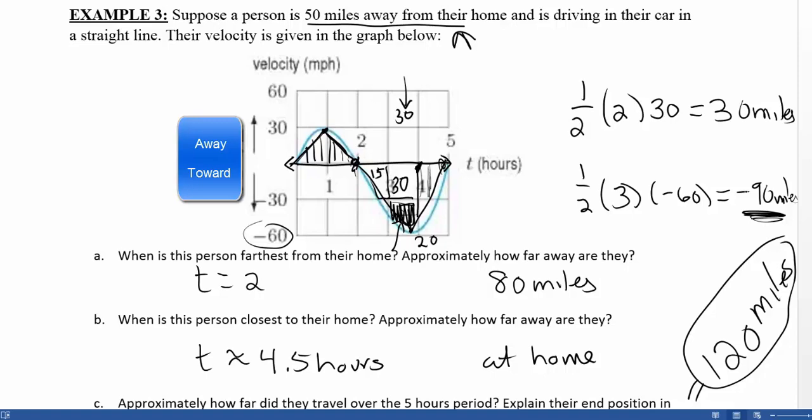If the question is how far are they from home at the end of the 5-hour period, then we would be 10 miles in the opposite direction than where we started, because we would count that 90 as negative. But here, since we're talking about total travel, we want to count it as positive.